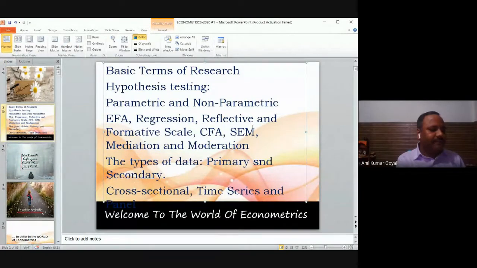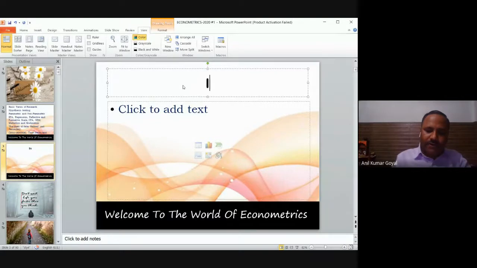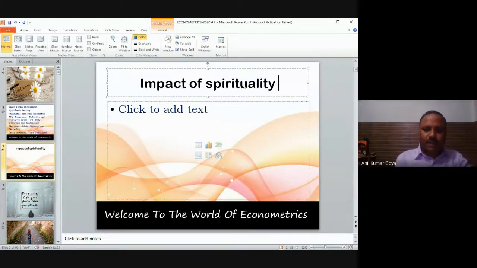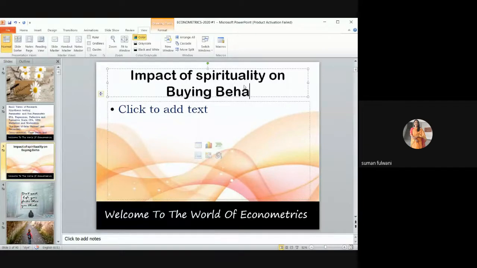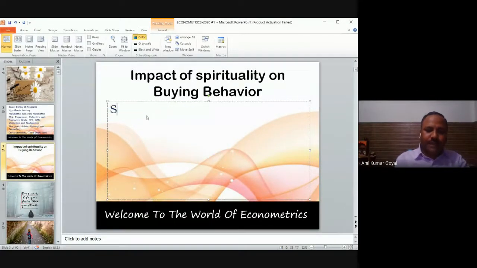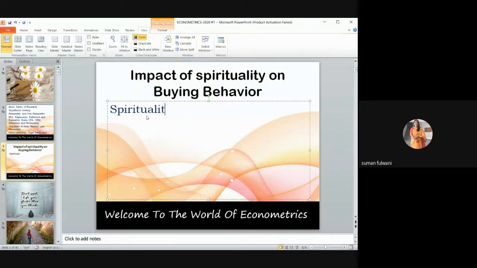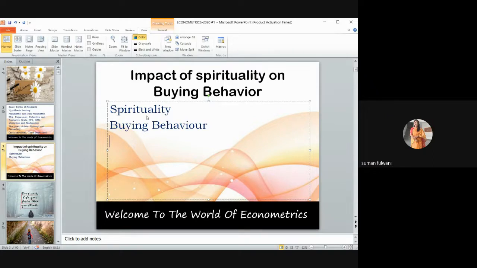So what are your variables here? If I write your objective here, impact of spirituality on consumer buying behavior, if I'm not wrong. Okay. So what are the variables? From the objective, you must find out your variables. So there are two variables. One is spirituality. Second one is buying behavior.